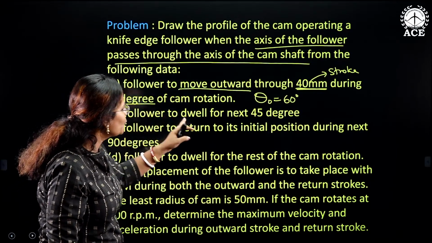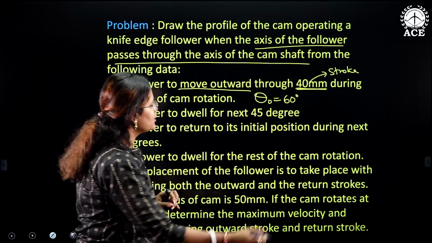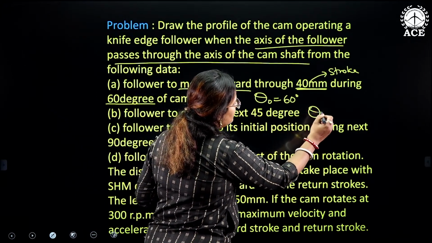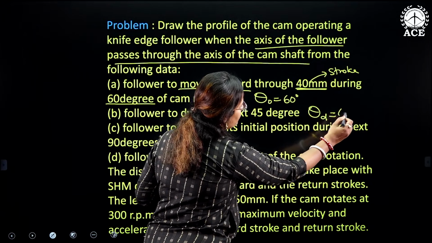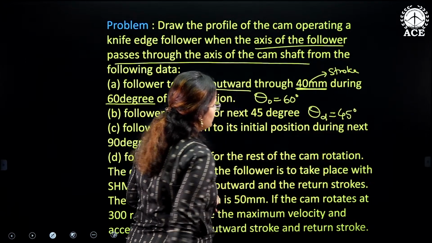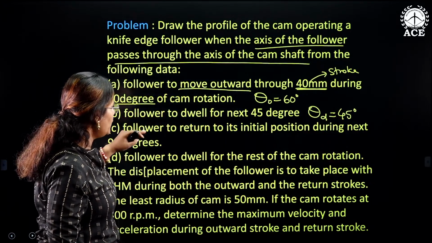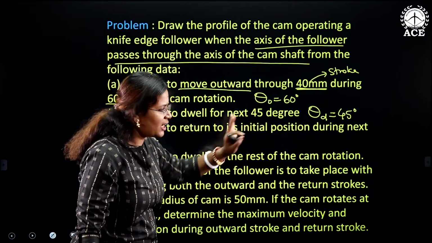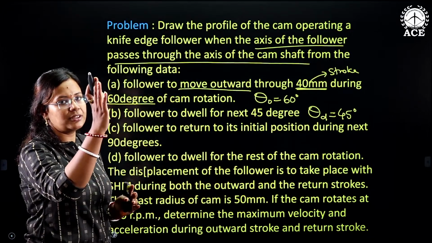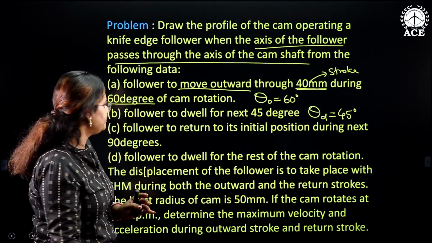Similarly, the follower is to dwell for the next 45 degrees. So here we will say that theta D is equal to 45 degrees. Next, the follower is to return to its initial position. It is going back, returning to the initial position.